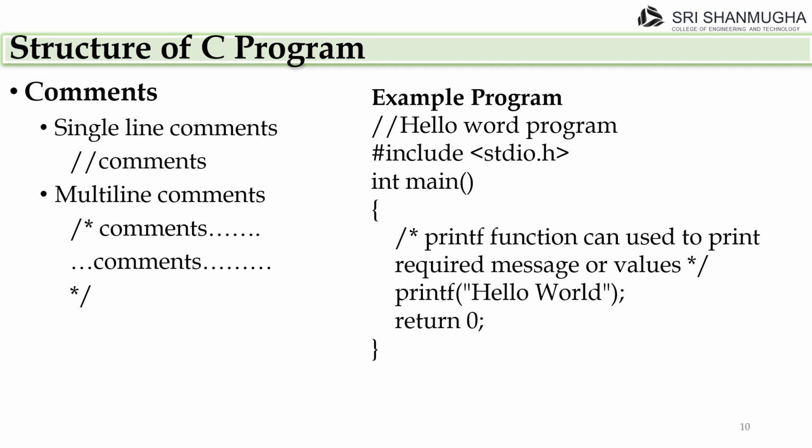So what are comments? Comments are used to understand a particular part of a program. There are two types of comments. One is the single-line comment, another one is multi-line. When you are writing a single-line comment, you have to use a double slash. After the double slash, you mention your comment.